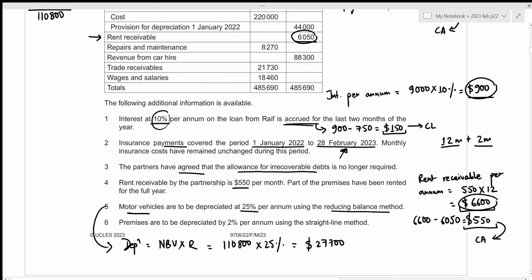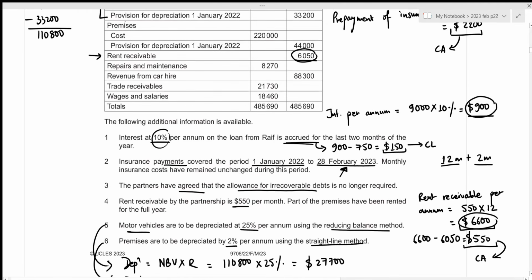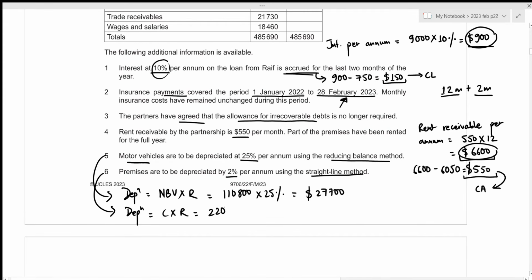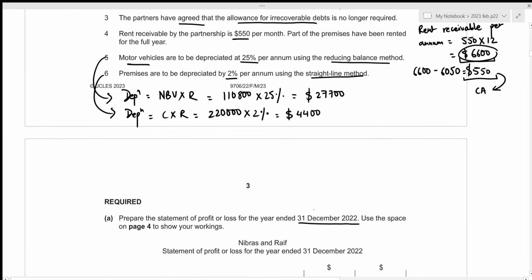Then premises are to be depreciated by 2% per annum using the straight line method. If we're calculating depreciation using the straight line method, we just multiply our rate to the cost rather than the net book value. In this case, the cost of our premises is given right here. It's 220,000. So we just multiply 220,000 with the given rate of 2%. This results in the depreciation charge being 4,400. Okay, that's all for our additional information.